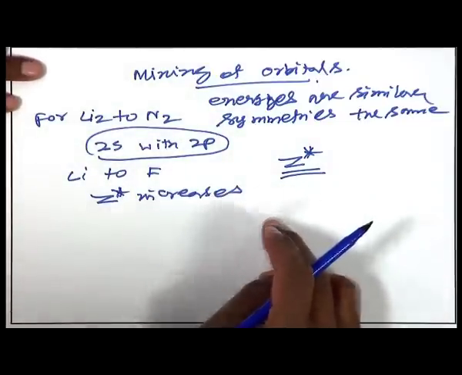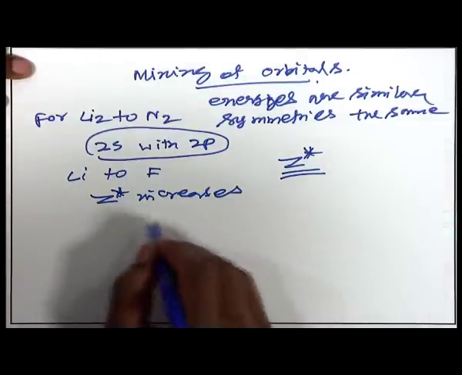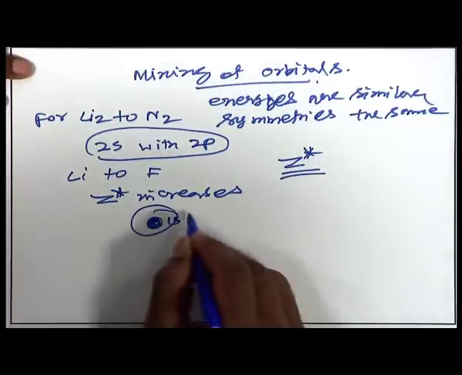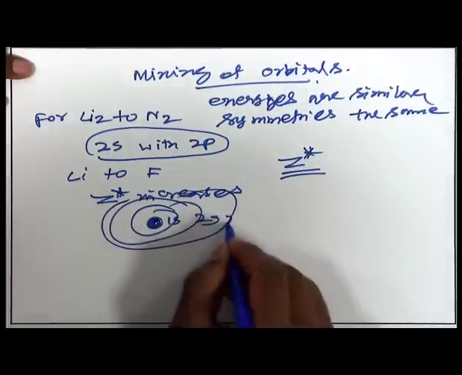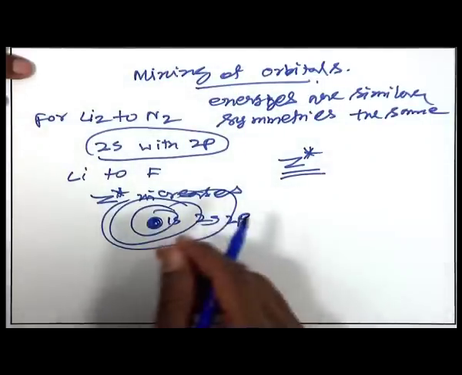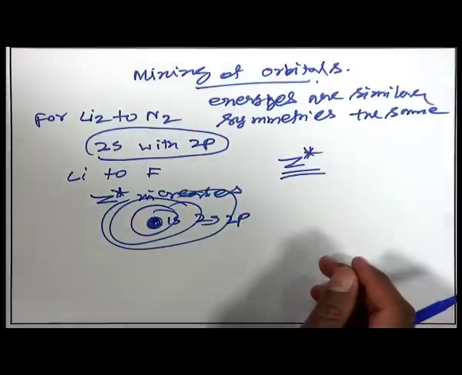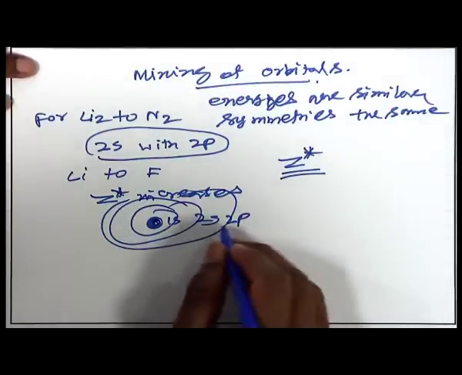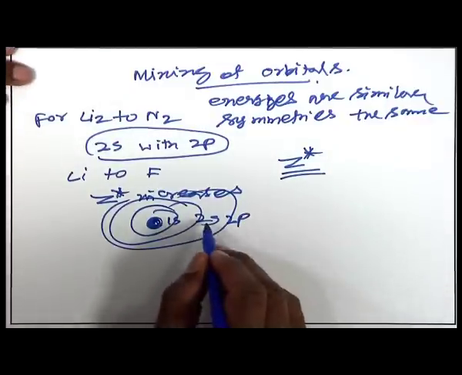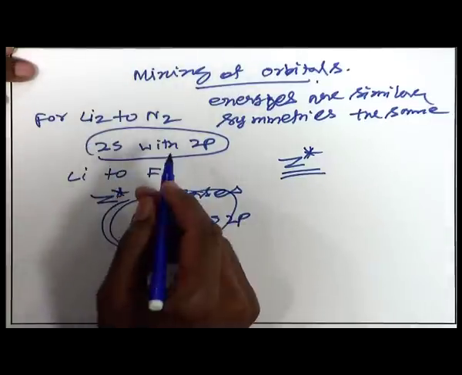When it increases, the electrons present in different orbitals are attracted towards the nucleus in different ways. After the nucleus, you have the 1s orbital, then the 2s orbital, and then the 2p orbitals. The electrons present in these orbitals are attracted towards the nucleus to different extents. As a result, they are pulled towards each other. As a result, there is a mixing between 2s and 2p orbitals for elements located on the left side, for example, Li2, N2.